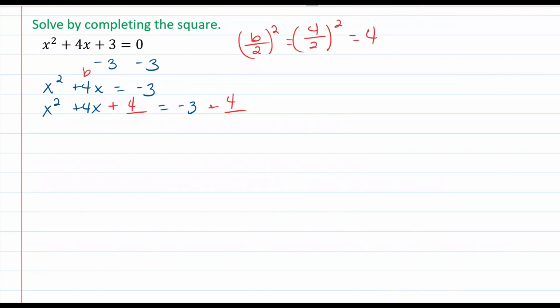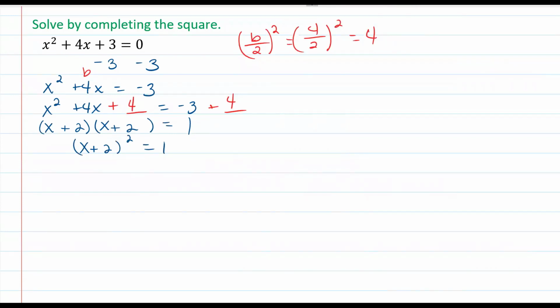Now let's factor the left side. So as I mentioned a few minutes ago, when you factor a perfect square trinomial, the factors are identical. So this will be x plus 2 times x plus 2, and it's equal to +1 when you simplify -3 and +4, when you find the sum of those two values. Now we can rewrite this as x plus 2 quantity squared is equal to 1.